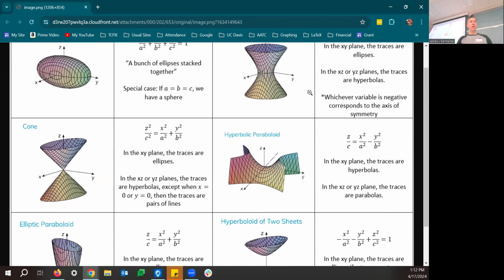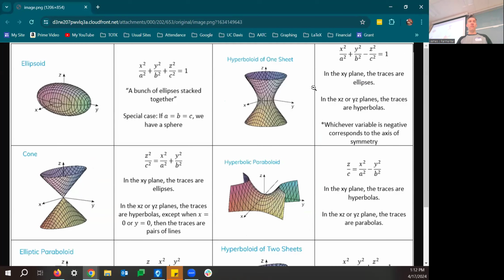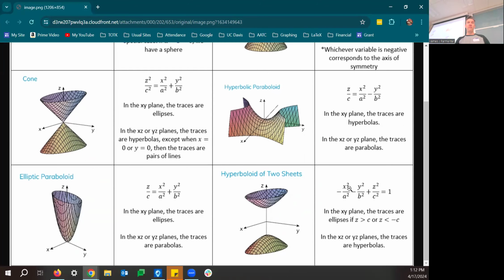So this equation here and this equation here, I think of as being very similar. The only difference is for the hyperboloid of 1 sheet, you have 2 of the squares with positive coefficients and 1 of them with a negative coefficient. And then for 2 sheets, it's the opposite. 2 of them have negative coefficients, 1 of them has a positive.